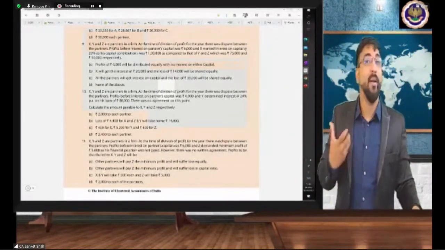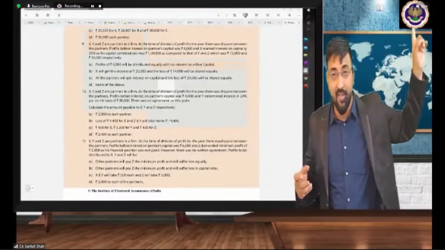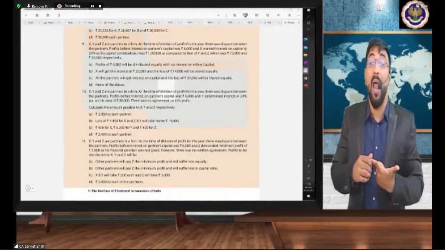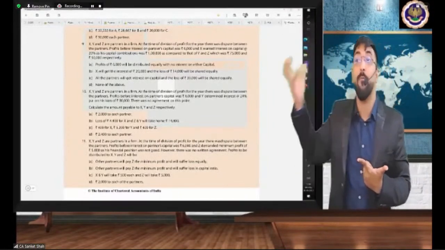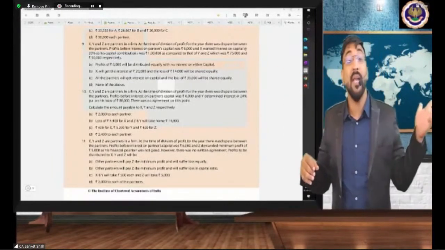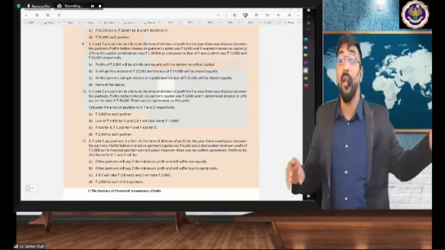Why is your capital increasing? Because of the balance brought down: last year's closing balance becomes this year's opening balance, that is capital. Second, you have given some loan to your firm, and the firm will pay you some interest, so by interest on loan. Third, any profit earned by the partnership firm will increase your capital.